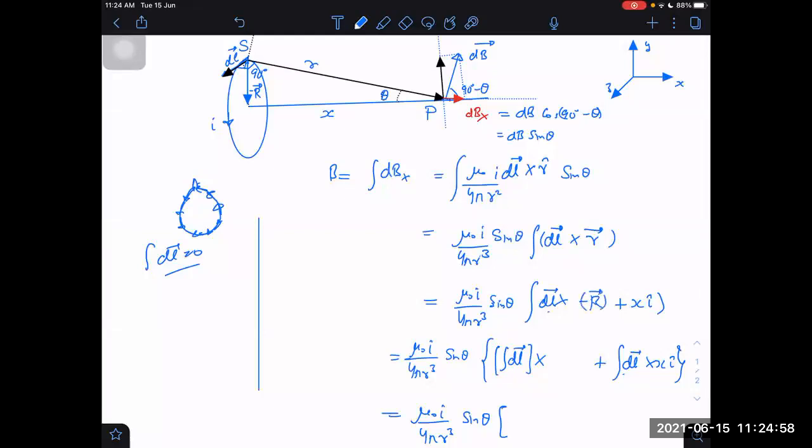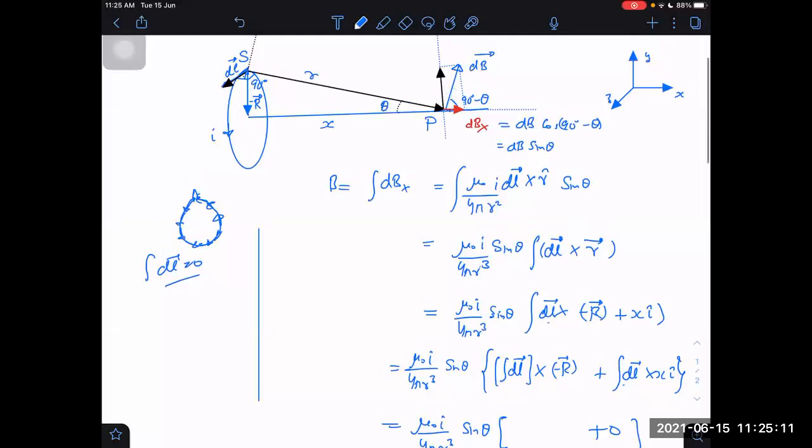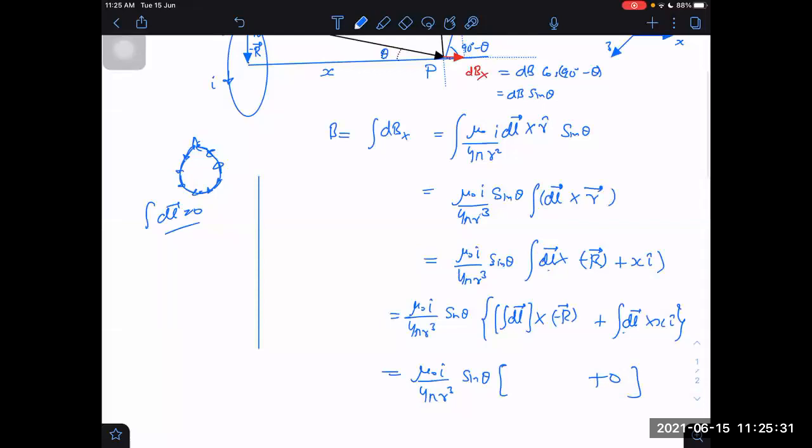X is constant, sir. X is constant, so the second term will be 0. So what do we get? The second term is 0, but the first term is not 0. dl cross R, R is a variable vector. But if I take dl cross R, you notice when dl is inside, R is inside. Then dl cross R will always be pointing in the same direction. Take the R vector anywhere, this minus R cap; dl cross this minus R cap will always be pointing along i cap only. Right or not?